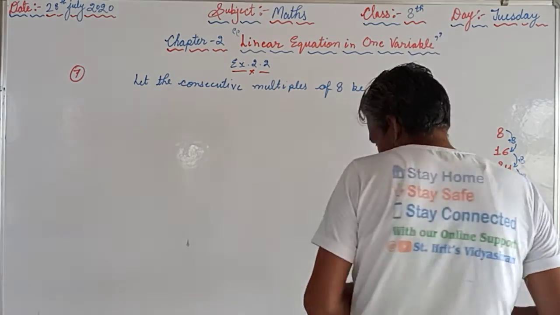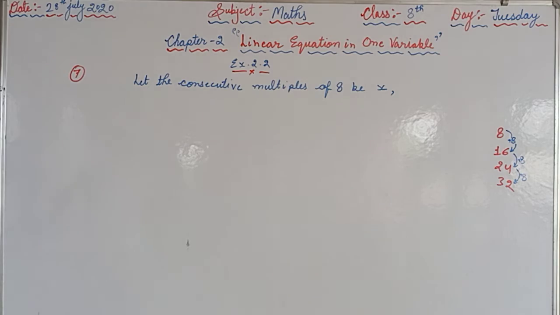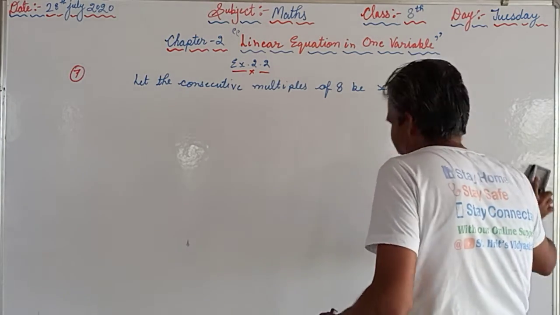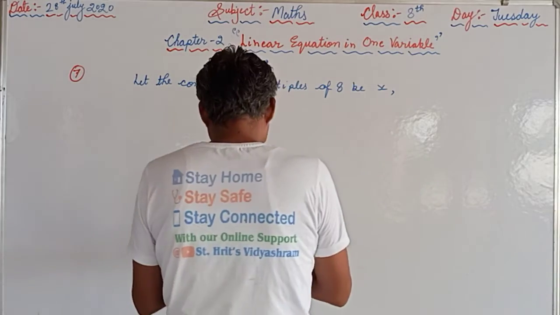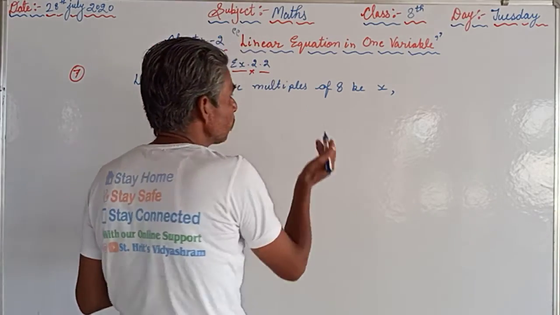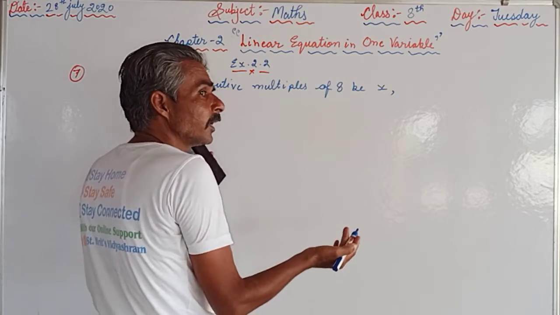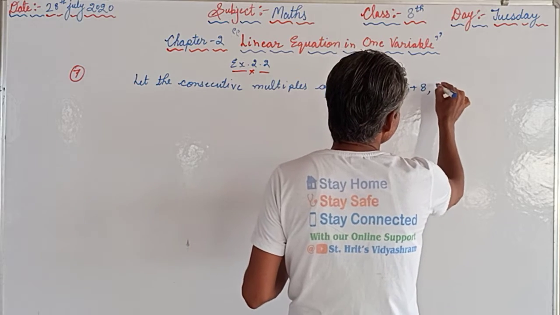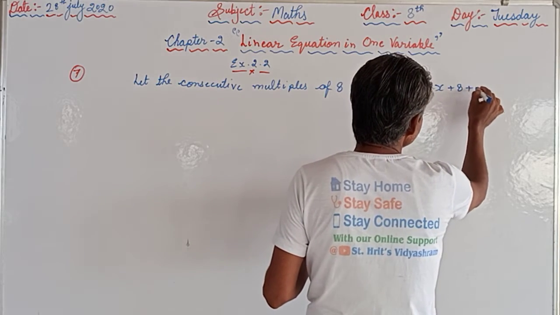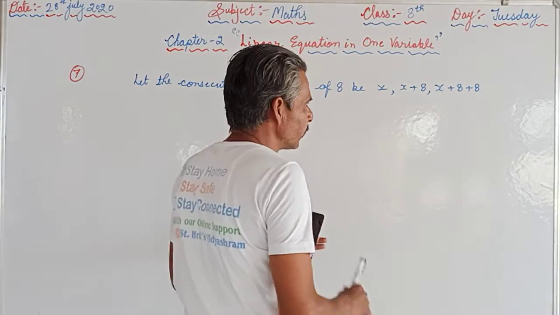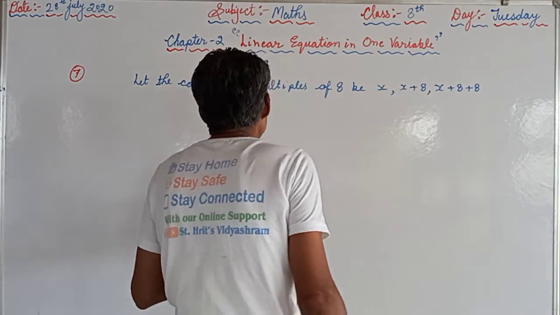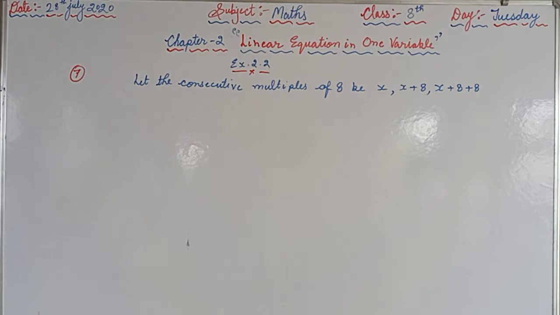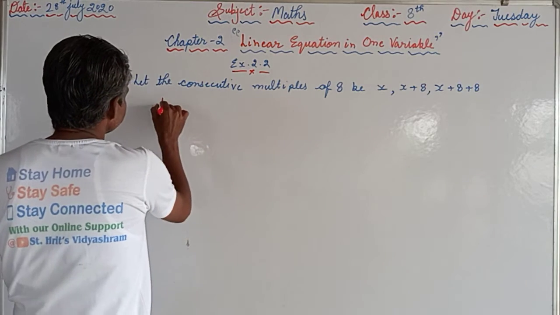You all know that we can prepare the table of any number by adding the same number to all the coming numbers. So here the consecutive multiples mean the numbers coming in the table of 8. First of all x, then x plus 8, then x plus 8 plus 8, which means x plus 16. So these are the consecutive multiples of 8 according to the question.